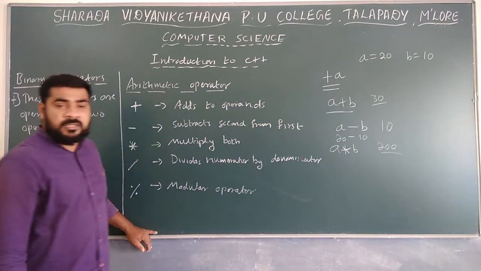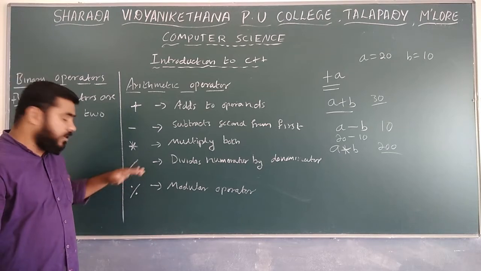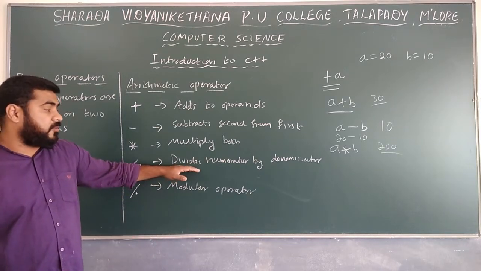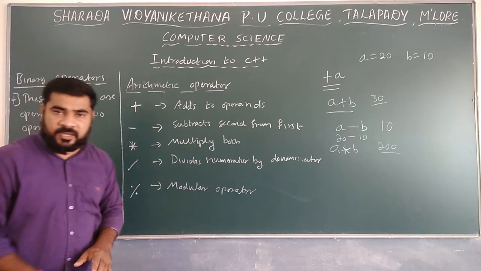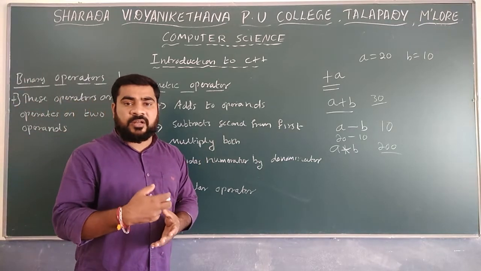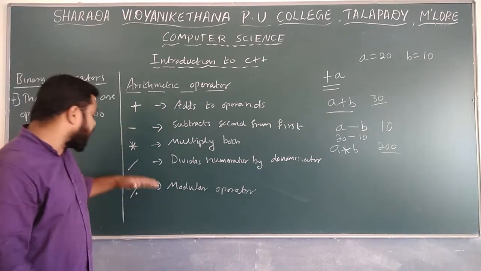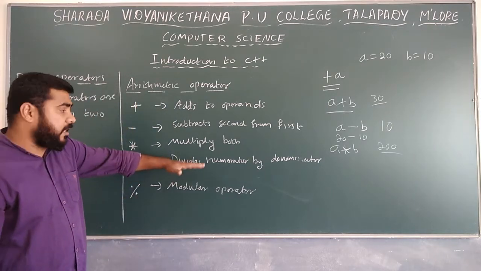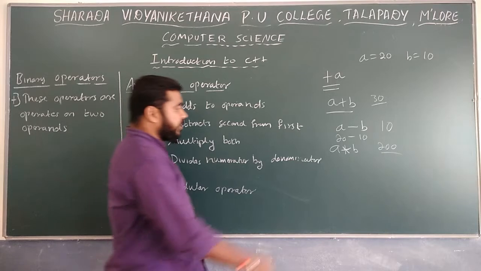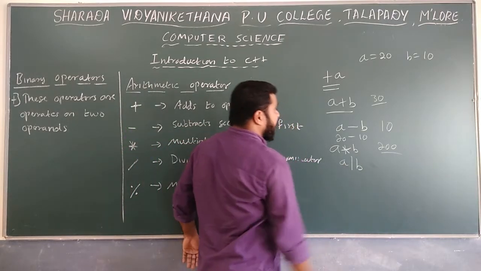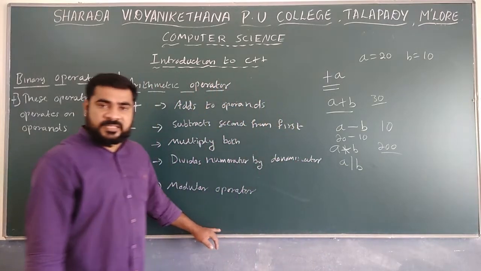The next one is divide. The division operator divides the numerator by the denominator. Whenever you want to divide two values, we can use the division operator. So you can take A by B. What is the value of A? The value of A is 20 and B is 10.